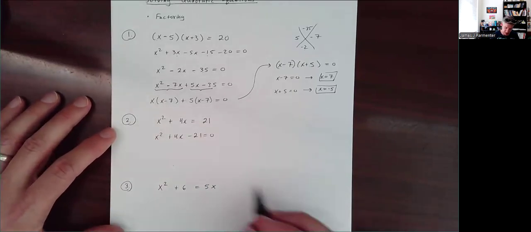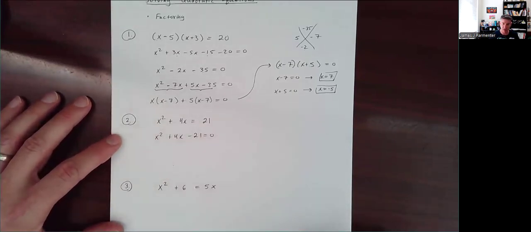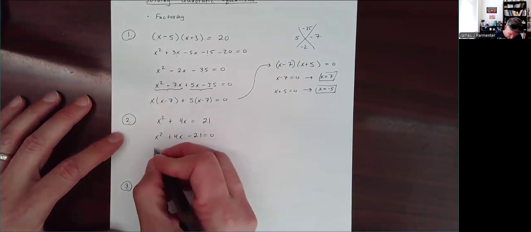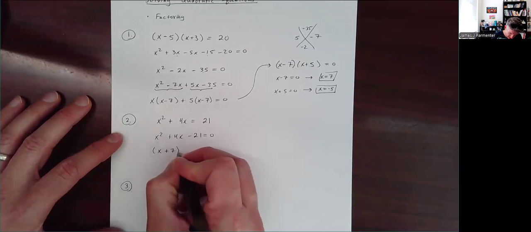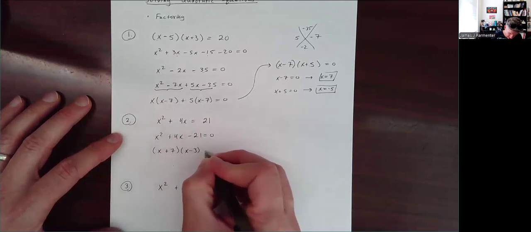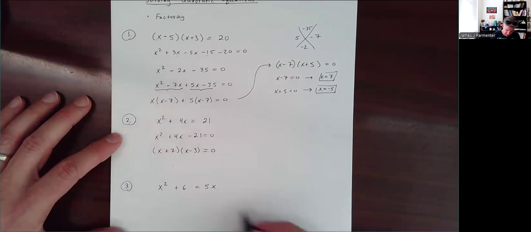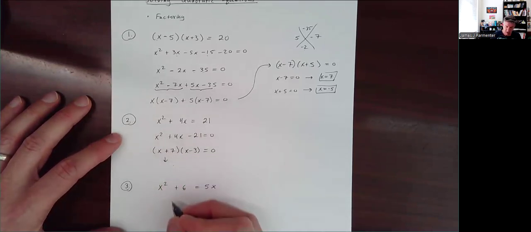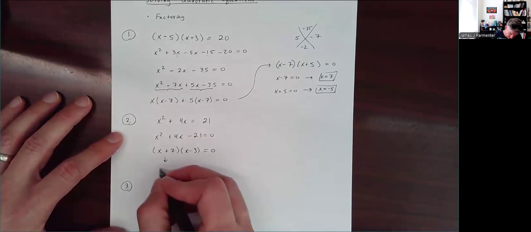Same deal, I'm looking for numbers that multiply to negative 21 and add up to 4. Those numbers are positive 7 and negative 3. So I'm going to factor this as x plus 7 times x minus 3, still equal to 0. And then I'm going to set each factor equal to 0. Often people skip this step and say, well, if x plus 7 equals 0, then x equals negative 7. But you can write it all out.